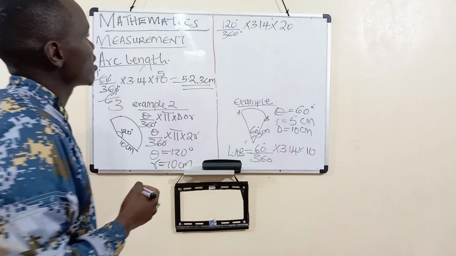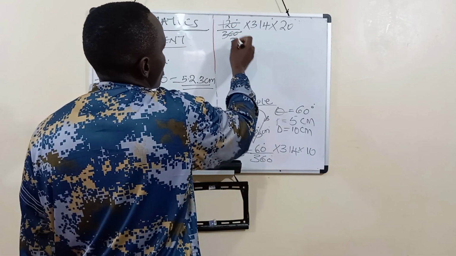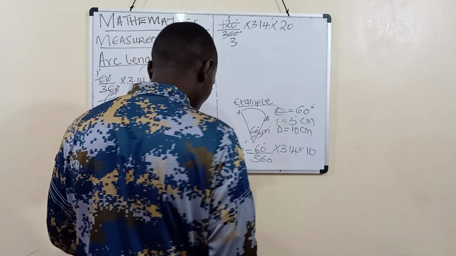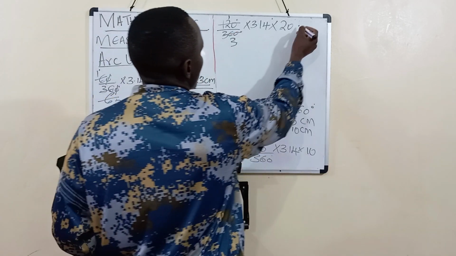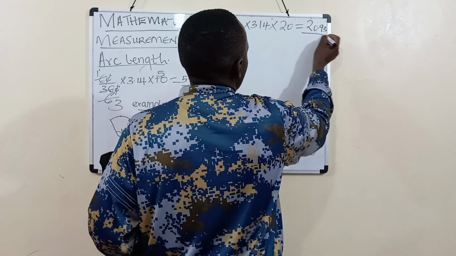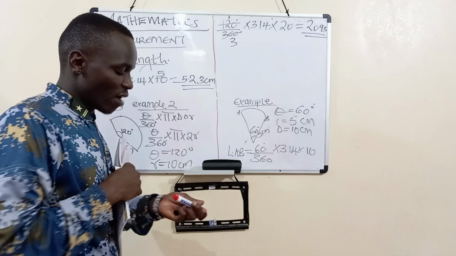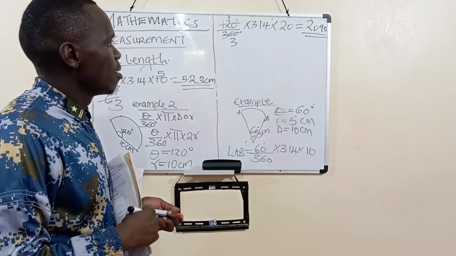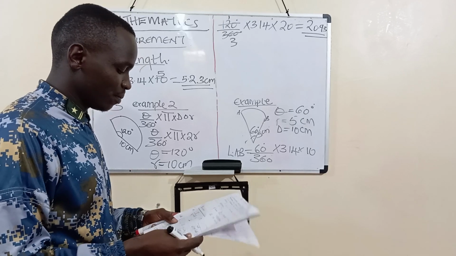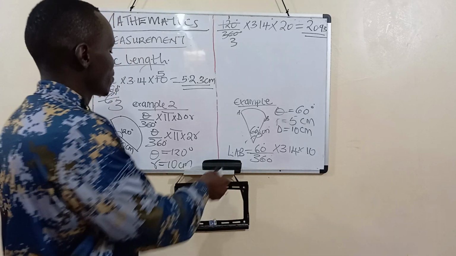So 12 by 12, 1, 3. Then when we obtain this value, the value is going to be 20.93. The value is going to stand at 20.93.